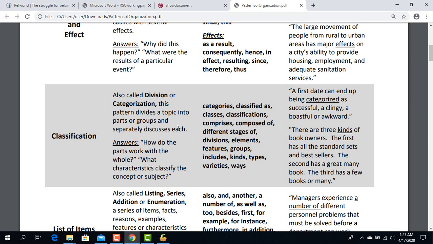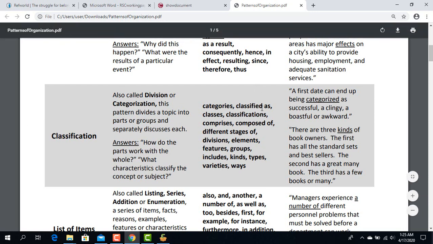So usually we divide a topic into parts or groups and separately discuss each of these groups. Now, what are the signals or the clue words that usually show such a pattern? Here we have categories, classified as, classes, classifications, composed of, maybe types, varieties, ways. All of these words also show this pattern, classification, whenever we categorize and classify and divide things.